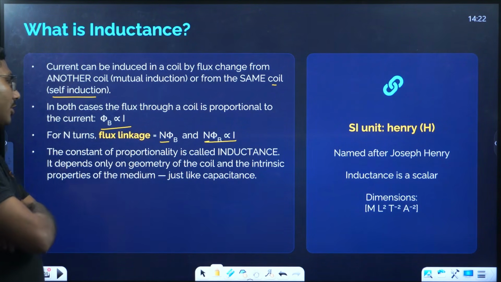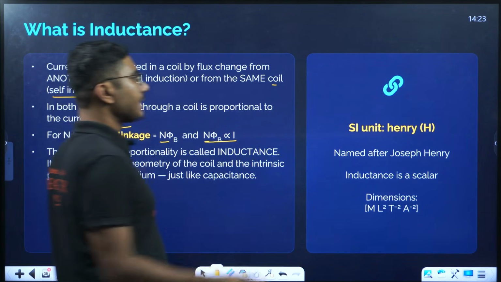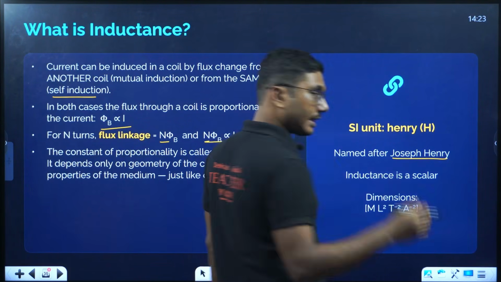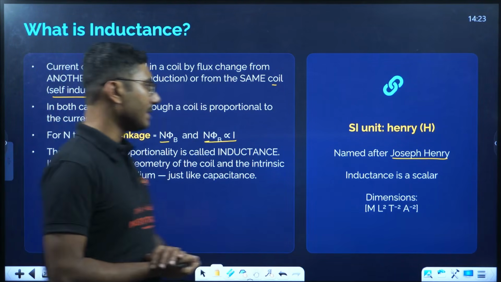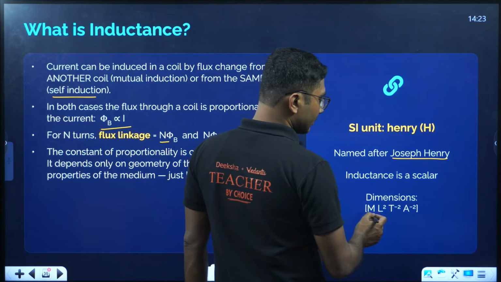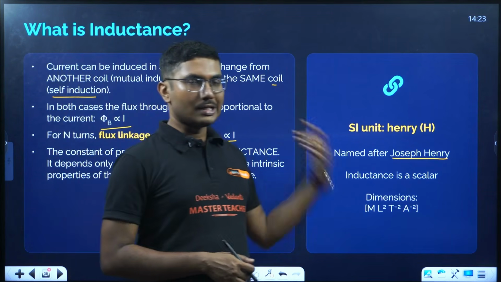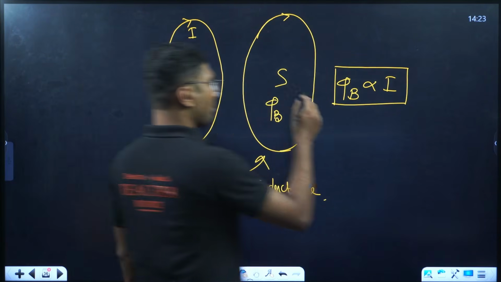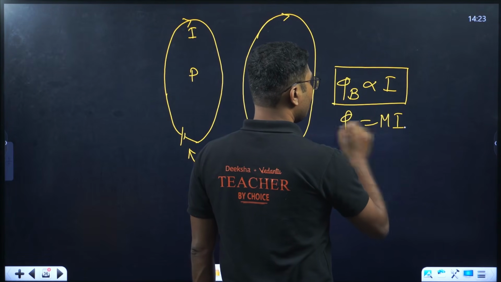It depends only on the geometry of the coil and the intrinsic properties of the medium, just like capacitance. The SI unit of inductance is the Henry, named after Joseph Henry, the scientist involved in this. Inductance is a scalar quantity. Its dimensions are M L squared T to the power minus 2 A to the power minus 2. Very simple. Now if you remove this proportionality sign, then you get a constant that is called inductance.